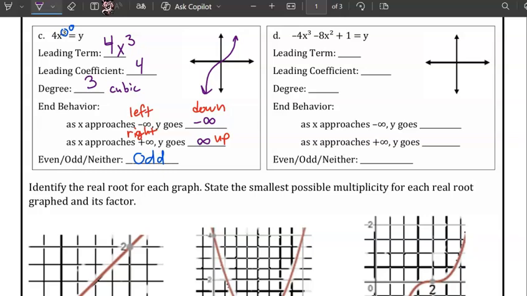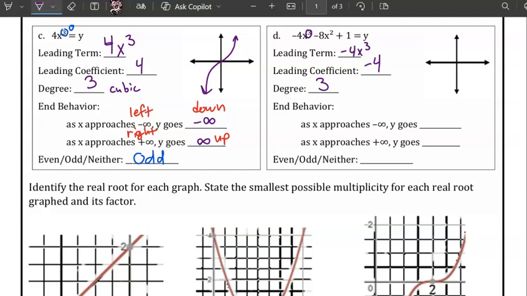D, negative 4x cubed minus 8x squared plus 1 equals y. Our leading term has a 3. That's the biggest exponent here. Negative 4x cubed. Now, the leading term might not always be at the very beginning of our equation, only if it's put in standard form already. Our leading coefficient is negative 4 and our degree is 3.